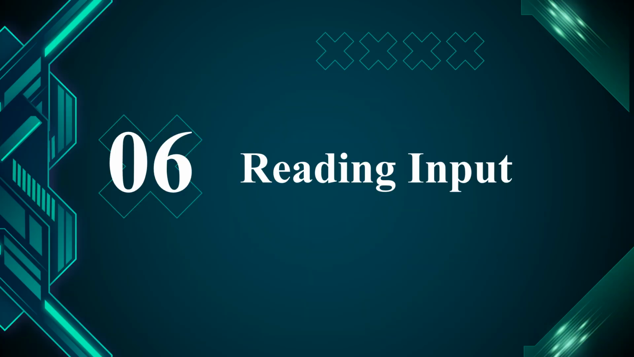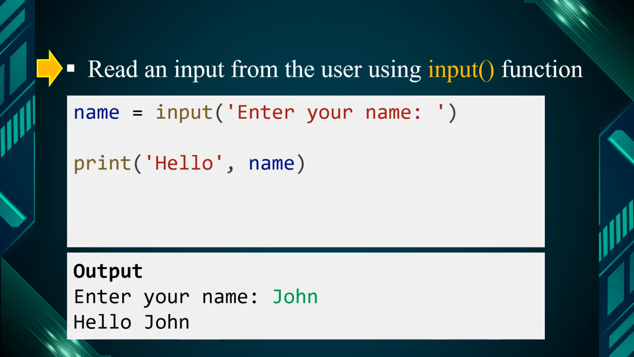Let's learn how to make our programs interactive by reading input from the user. You can take input from users using the input function. In the example, first, we display the message "enter your name" and wait for the user to type something. The value entered by the user is stored in the name variable. Finally, we use the print function to display our message to the console. And here is the output that is displayed on the console.